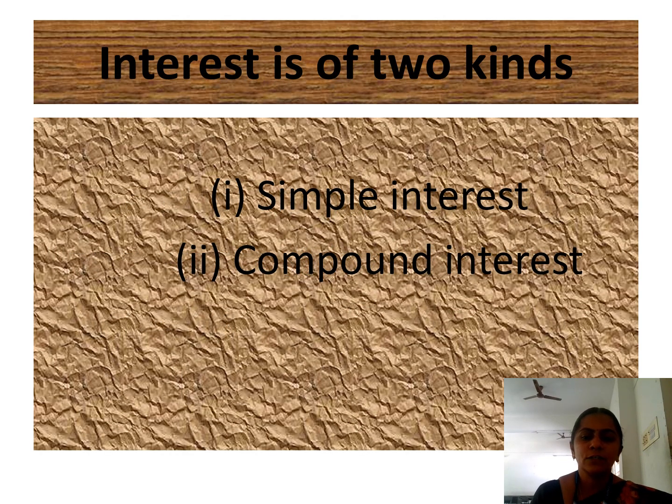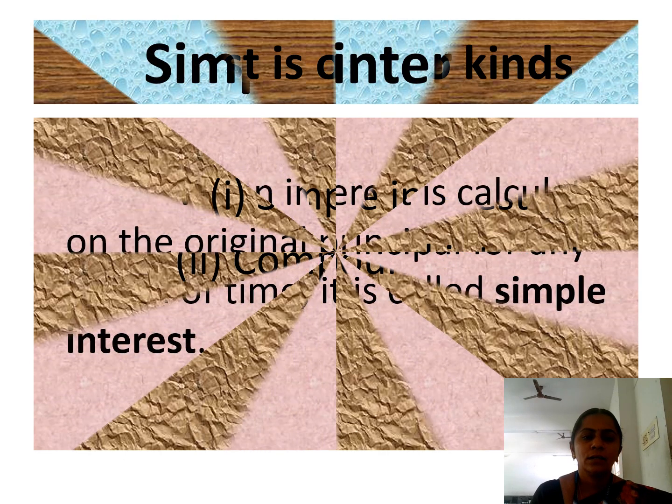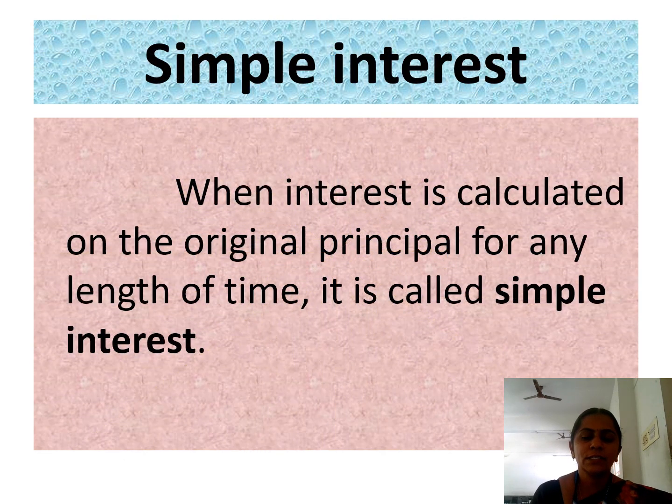Interest is of two kinds. The first one is simple interest, the second one is compound interest. So what is meant by simple interest? Simple interest is nothing but interest calculated on the original principal for any length of time.